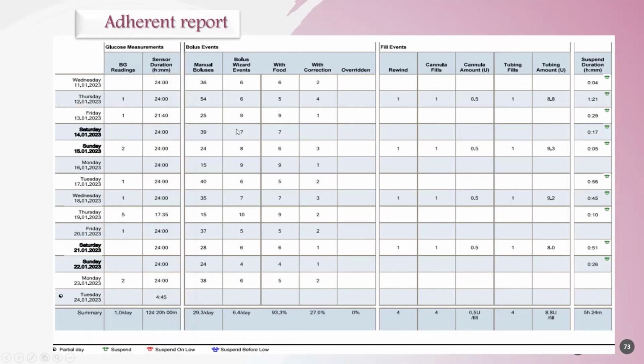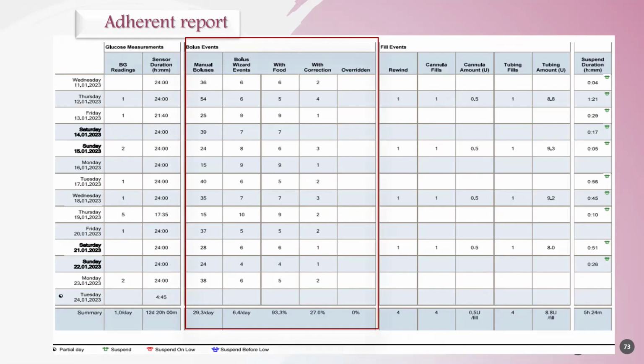And then I will go to the other icon, the bolus events. In the bolus events I will see whether they were with corrections or with food. Manual bolus is what happened. So there are a lot of manual boluses being given, along with the bolus wizard boluses that match the pump suggestions.